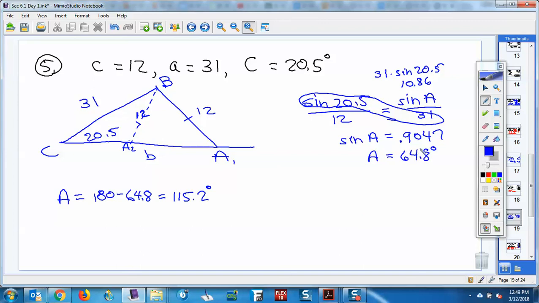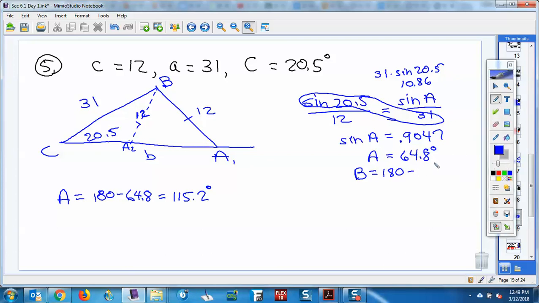Okay, so let's go back to my original one over here. I found angle A. So what else am I missing? I'm missing angle B. What's angle B? Well, that's going to be 180 minus 20.5, right? Because I just found angle A to be 64.8.